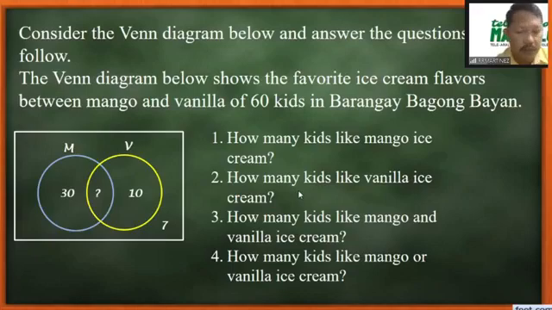Okay. So for question number 1, we have 43. Then for question number 2, we have 23. And then for question number 3, we have 13. And then for question number 4, we have 53. Okay, 53. Okay, once again, class, pardon me. There is a typographical error. Instead of 50, this is 60. Okay, 60.